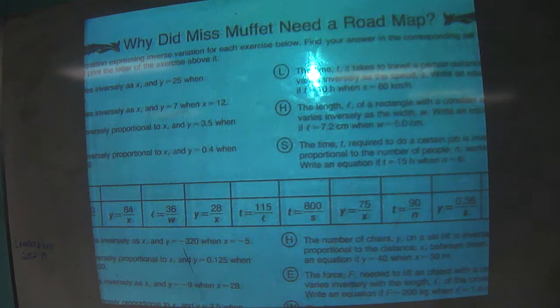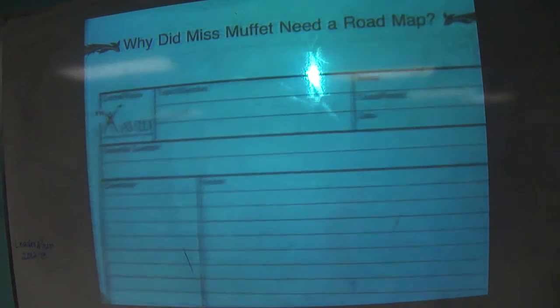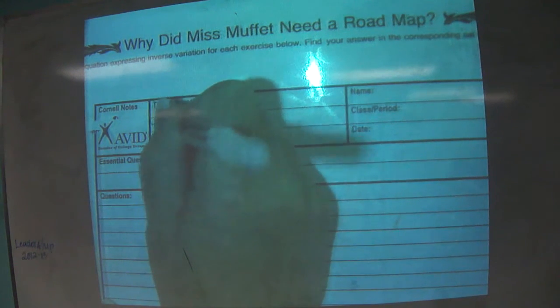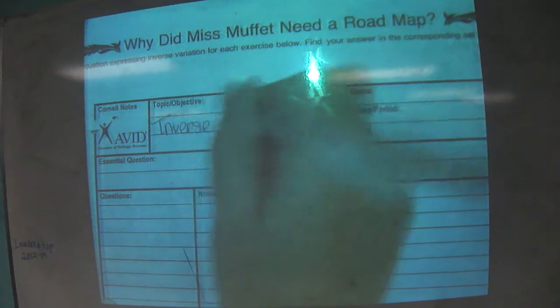Similar to direct variation is inverse variation. So, with direct variation, this topic is inverse variation.